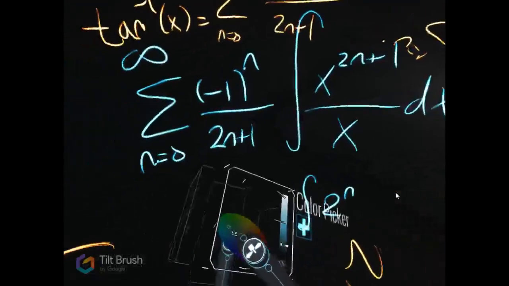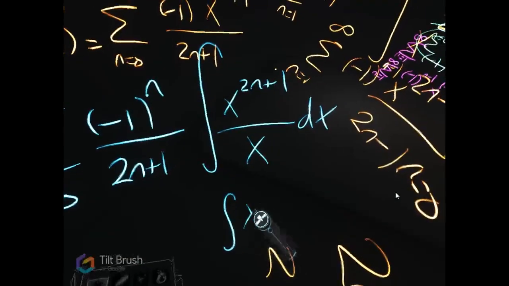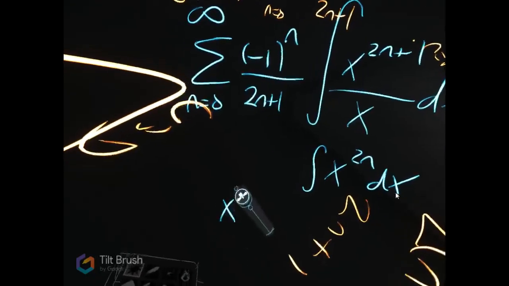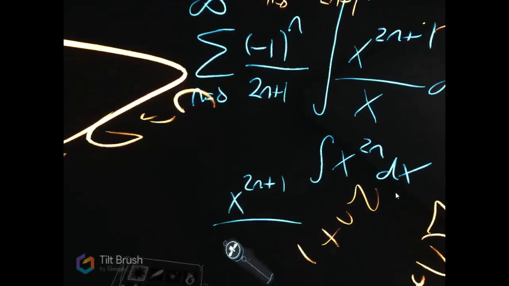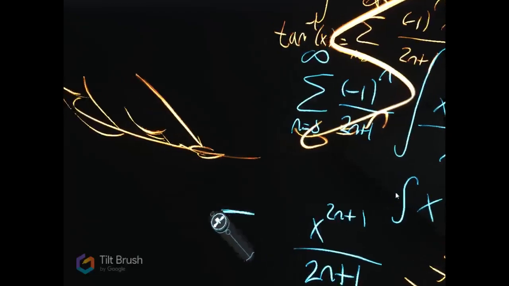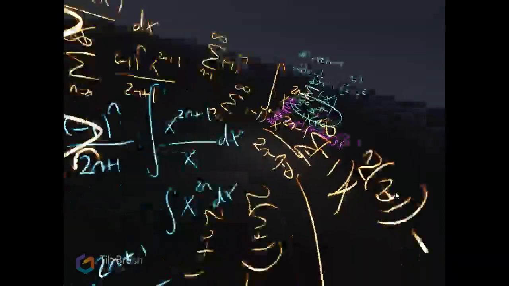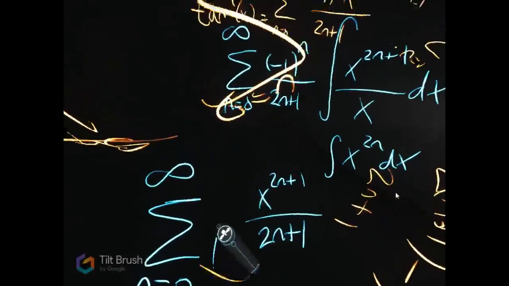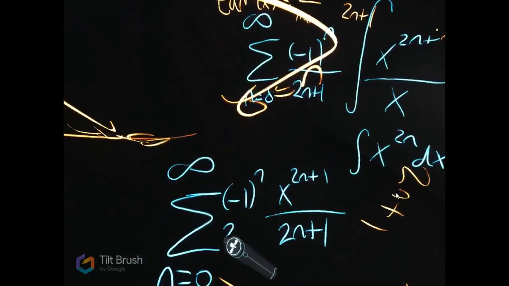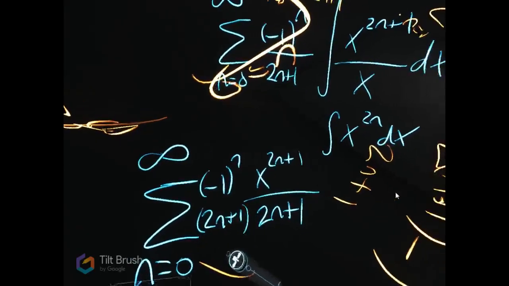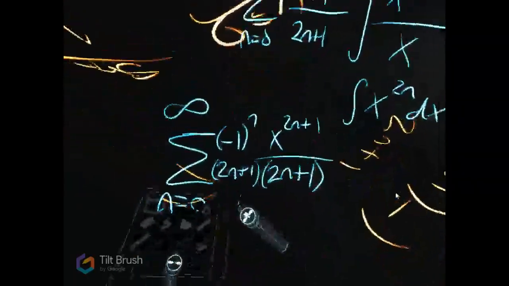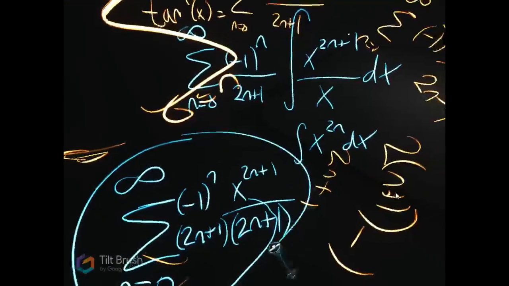What am I doing? I don't know what's happening. Okay, x to the 2n dx. So I get x to the 2n plus 1 over 2n plus 1. And then times, so I multiply it by this, right? So this is it. If I were to clean it up, it would just be 2n plus 1 squared. And then I would leave it like this, and this is the power series.